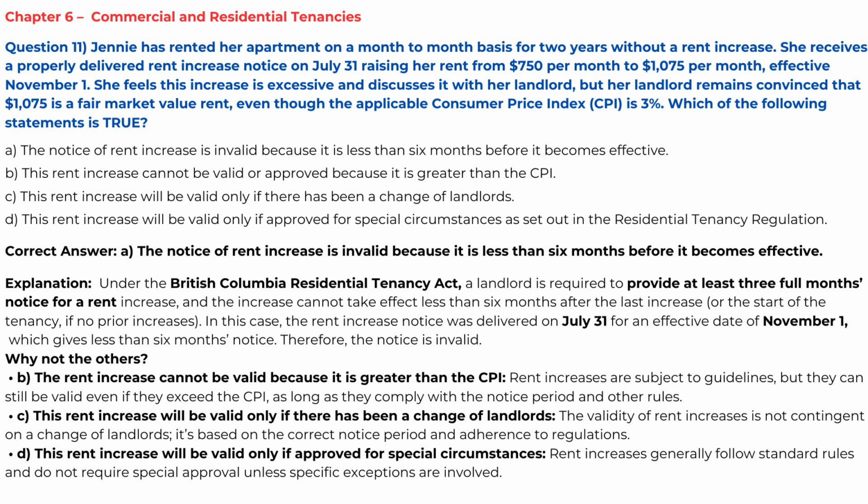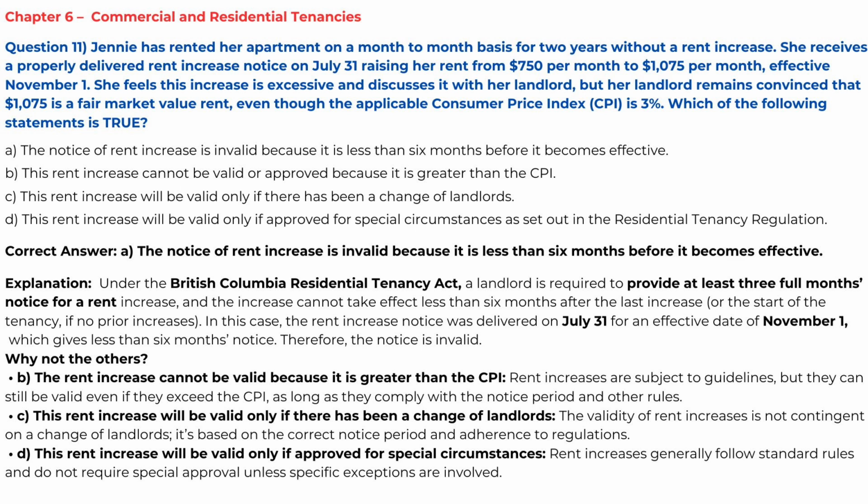Correct answer. A. The notice of rent increase is invalid because it is less than 6 months before it becomes effective. Explanation. Under the British Columbia Residential Tenancy Act, a landlord is required to provide at least 3 full months' notice for a rent increase, and the increase cannot take effect less than 6 months after the last increase, or the start of the tenancy if no prior increases. In this case, the rent increase notice was delivered on July 31st for an effective date of November 1st, which gives less than 6 months' notice. Therefore, the notice is invalid.